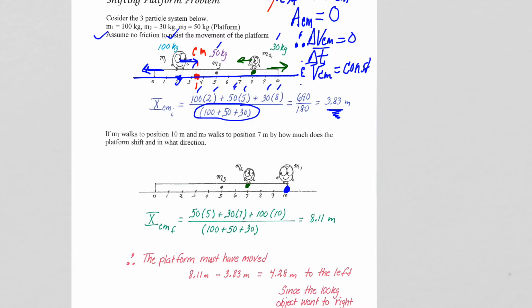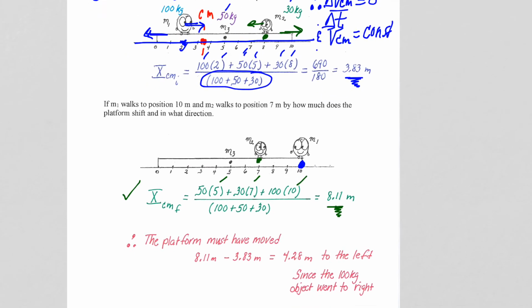So we simply do the same thing that we just did. We take the given positions as if no shift occurred and calculate the center of mass. In that case, we would get 8.81, based on M2 now being at position 7, M1 being at position 10, and of course the center of the platform, if it's a uniform platform, the center of mass would be at position 5. Divided by the total mass gives us our 8.81.